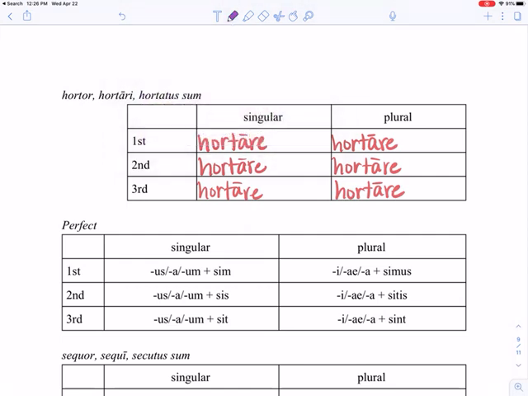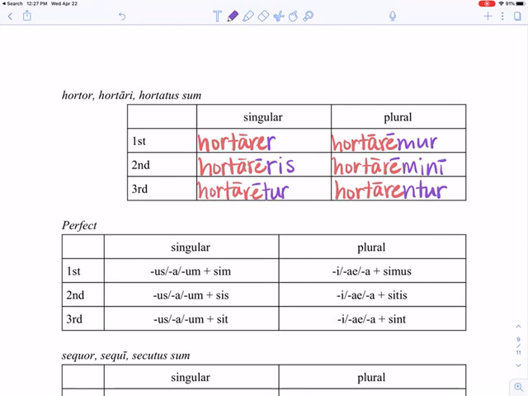Okay, so again, we're going to add r. Second singular, we're going to add ris, but also a macron over our E. Third singular, we're going to add tur with a macron over our E. First plural is mur with the macron over the E. Second plural is going to have the macron, and then we're going to add mini. And then third plural, no macron, and we're just going to add ntur.